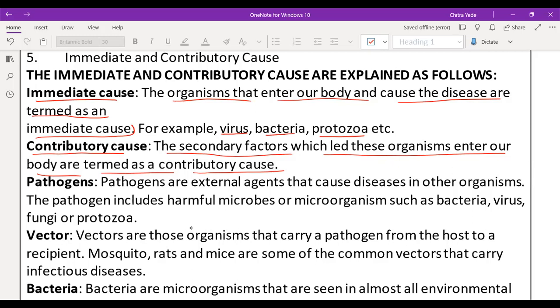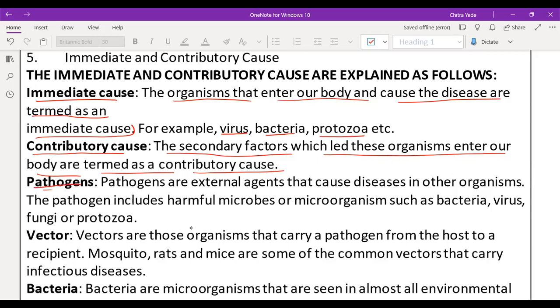So that person is affected by the virus, but it produces a secondary effect in our body, which is the respiratory tract infection. It may be the upper part or lower part. So this is called contributory causes.